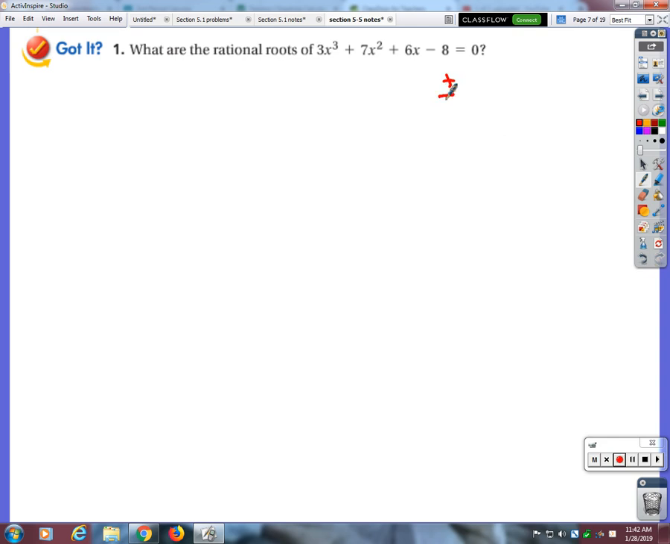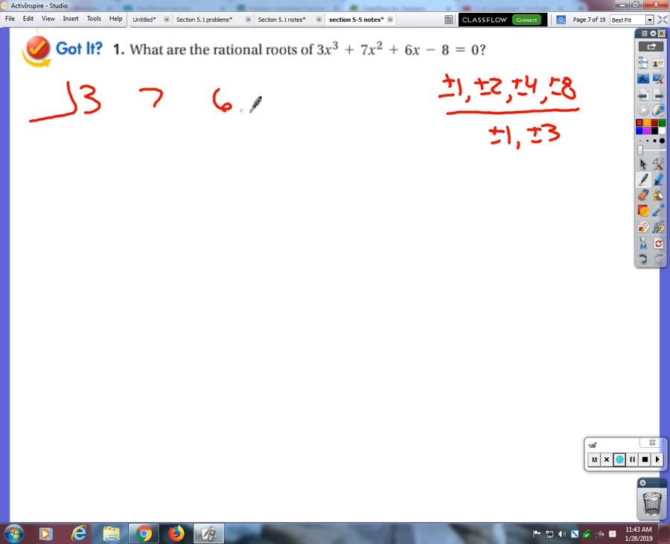Good. So I'm going to go plus or minus 1, plus or minus 2, plus or minus 4, plus or minus 8. What are the factors of 3? Just 3 and 1. Okay, so this one is a little bit of a bummer because it has more factors. 8 has 4 factors where 5 only had 2. So this time we have considerably more choices.